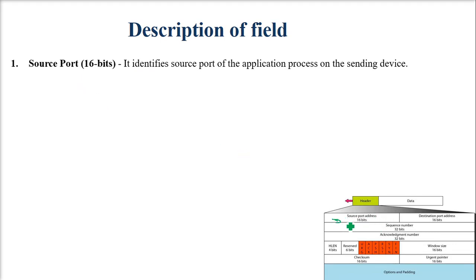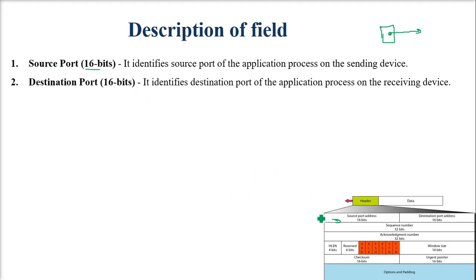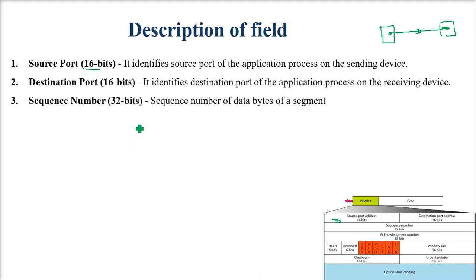First is the source port address. It identifies the source port of the application process on the sending device. So what is the port? If this is the device, it is the port which is actually sending. So the 16-bit port address is written here. Then we have the destination port. If you want to send, you have to have some destination. So what is the port which is going to accept? It identifies the destination port of the application process on the receiving device.